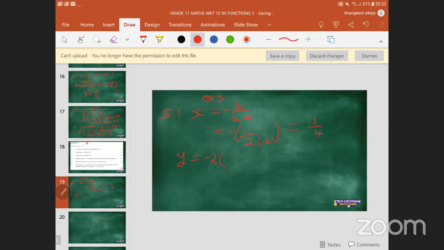This would be minus 2 into 1 over 4 all squared plus 1 over 4 plus 6. You simply use your calculator here. If you use your calculator, obviously this will give you 49 over 8, which means your turning point is 1 over 4, 49 over 8. How many marks?